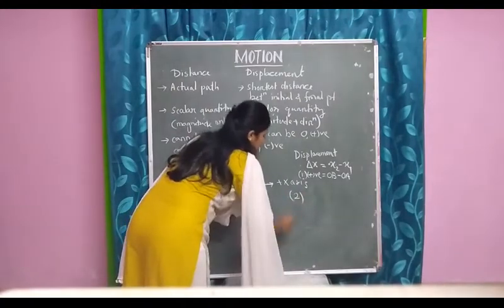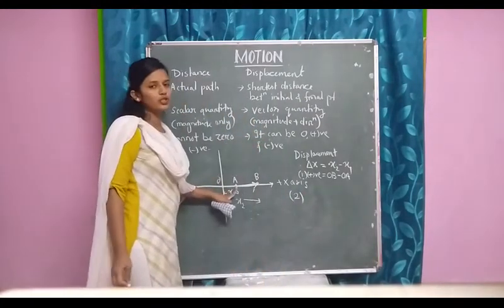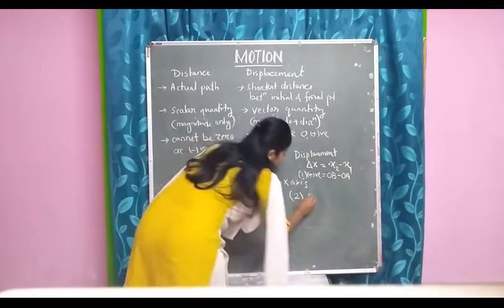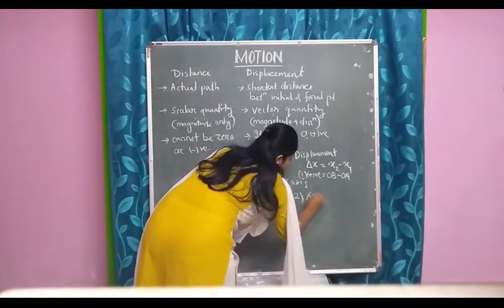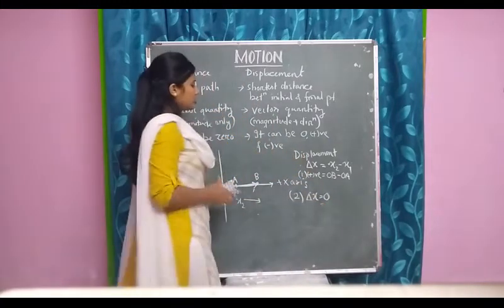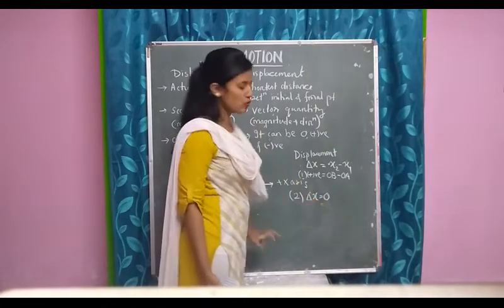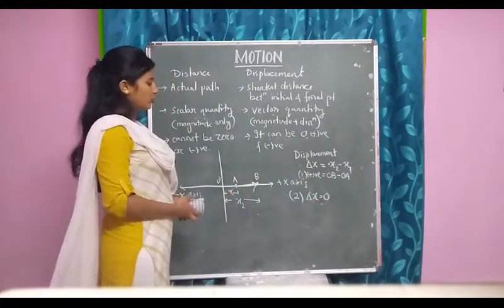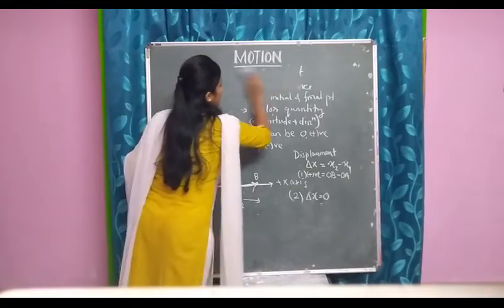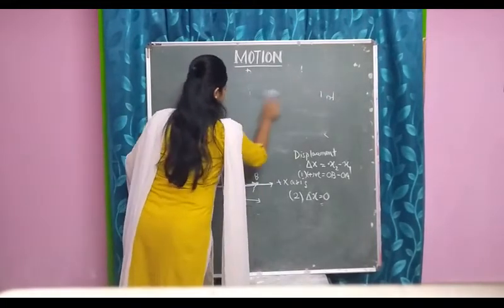Suppose the body starts from point A, goes to point B and returns back to point A, then we will say the displacement will be 0. Second case is that if the initial position becomes the final position, the displacement del x will be equal to 0. And the third case is the negative direction.